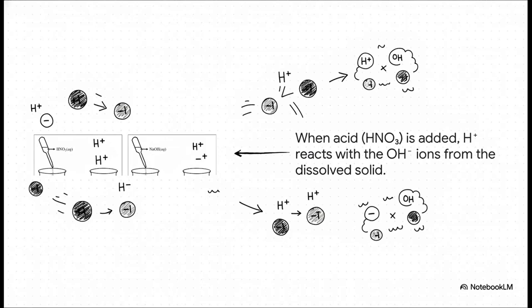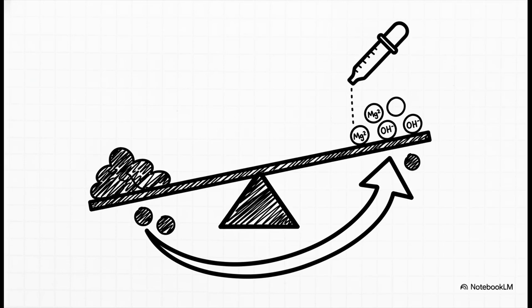Those H+ ions from the acid are on a mission. They immediately hunt down and react with the OH- ions from our dissolved solid. And what do they make? H2O. Yep, just plain old water. And guess what? This is Le Chatelier's principle all over again. By adding acid, we are actively removing a product, those OH- ions, right out of the solution. It's like taking weight off the right side of our seesaw. The system freaks out and immediately shifts to the right to replace what was lost, which means more of the solid magnesium hydroxide has to dissolve. It's pretty cool, and it's actually why things like acid rain can slowly eat away at limestone and marble statues.